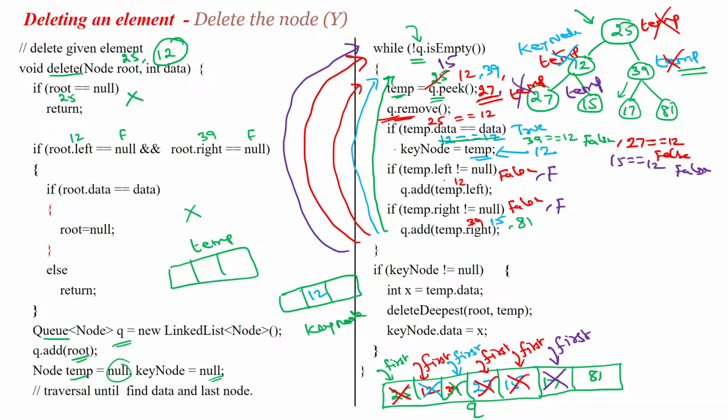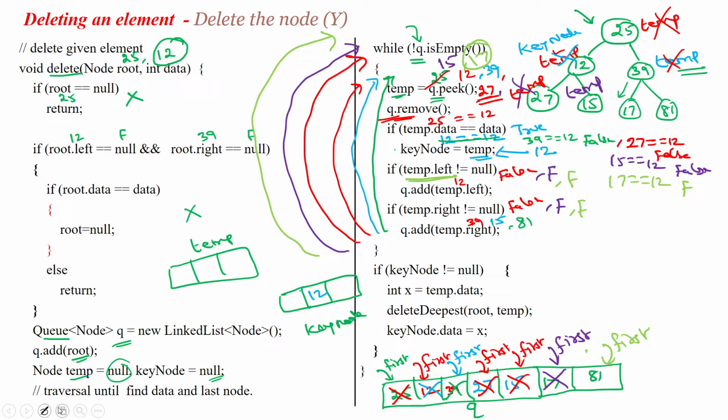Now 17 is passing into the temporary variable. Once 17 is deleted, this will become first now. So 17 equal to 12 is also false. Then 17 dot left is null, which is also false. Then 17 dot right is also false. Again we are checking Q is empty or not.